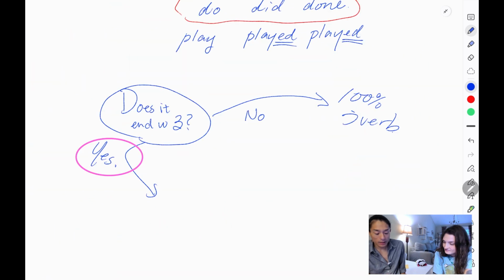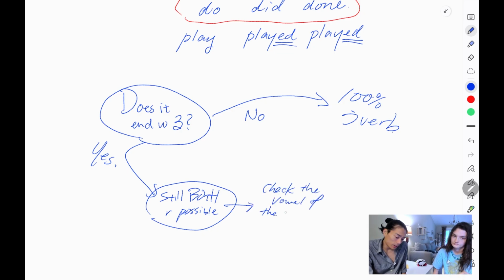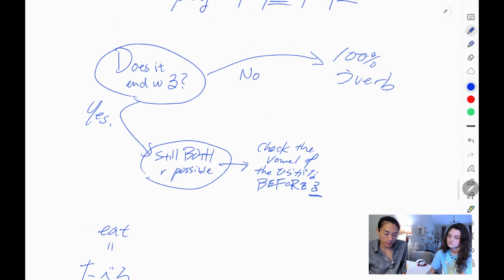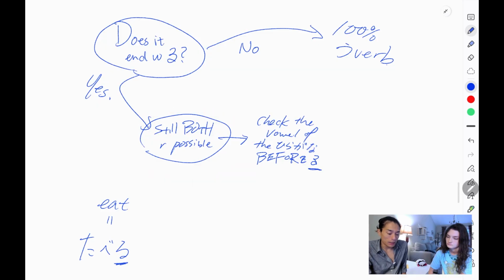If it's yes, because of the overlap, both are still possible. So we have to move on to the next step, which is to check the vowel of the hiragana before ru. So you have to go one back. For example, the verb eat is taberu. When we follow this rule, does it end with ru? Yes. Still both are possible. Now, check the vowel of the hiragana before ru.